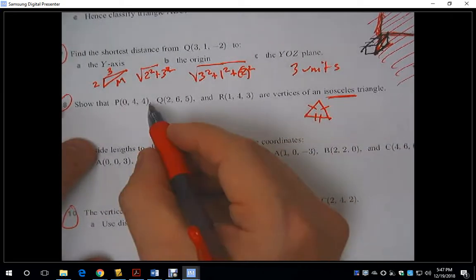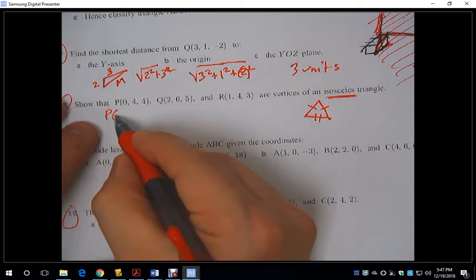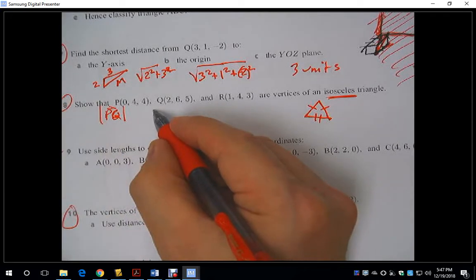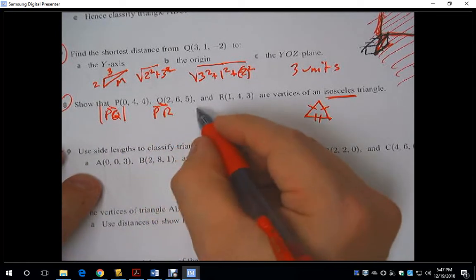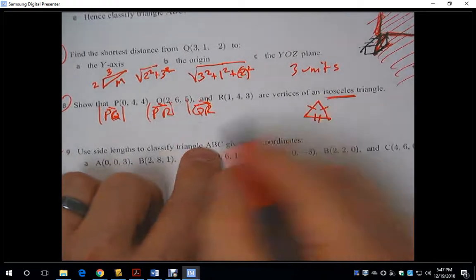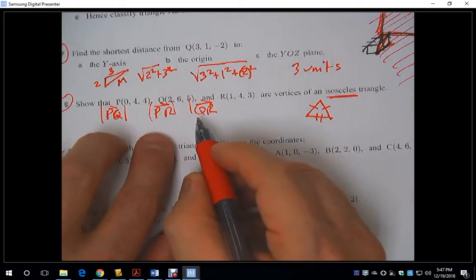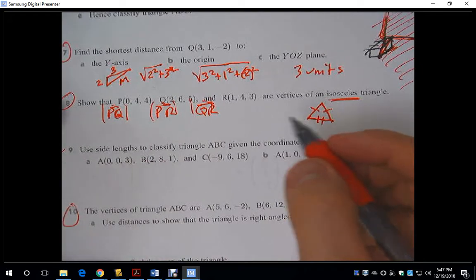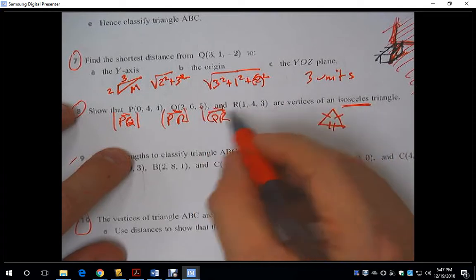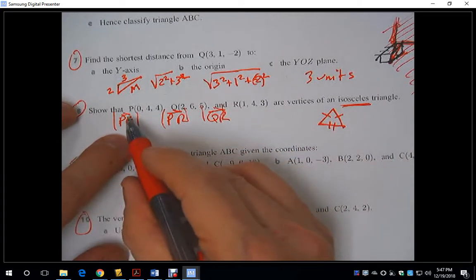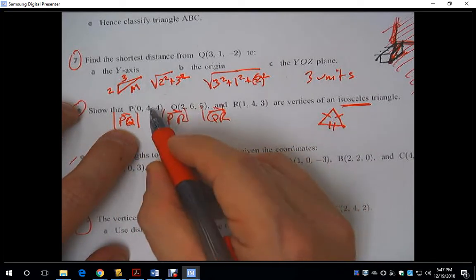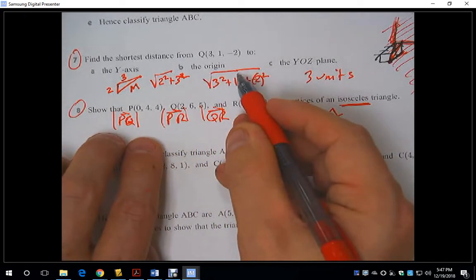Well, how do I do that? Find the magnitude from P to Q. Find the magnitude from P to R. Find the magnitude from Q to R. If this is an isosceles triangle, then two of these magnitudes would be equal and the third one would not be. We know how to do magnitude already, just the square root of, well, first we have to find the vector of PQ, so that would be head minus tail, and then we find the magnitude of that new vector for each one of those.